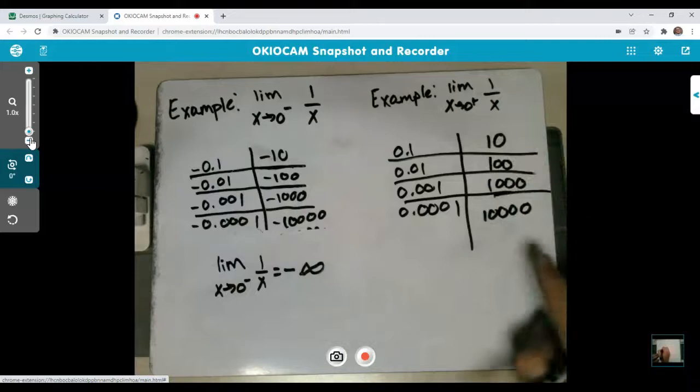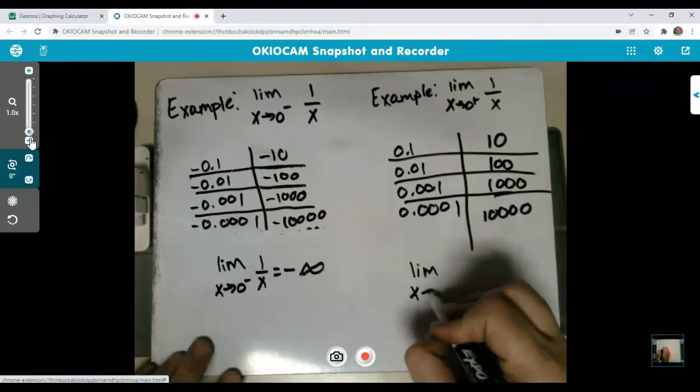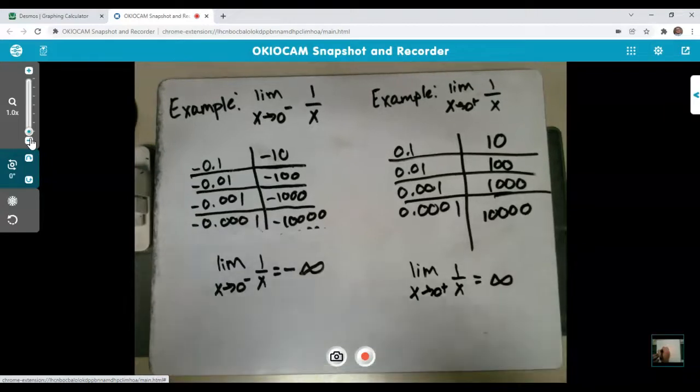So again, just like what it meant over here, this is just going to grow and grow and grow. And so we would say the limit as x approaches 0 from the right of 1 over x is infinity, because it's just going to grow and grow and grow.